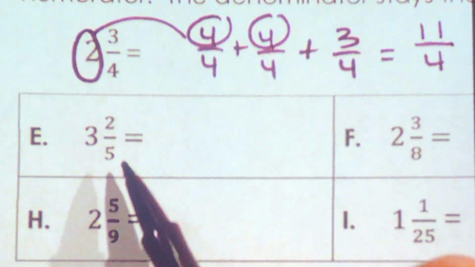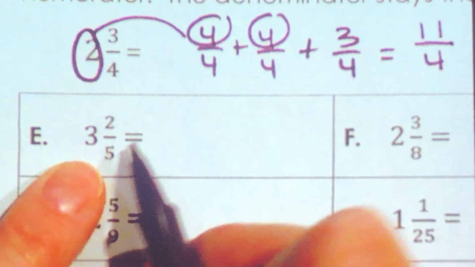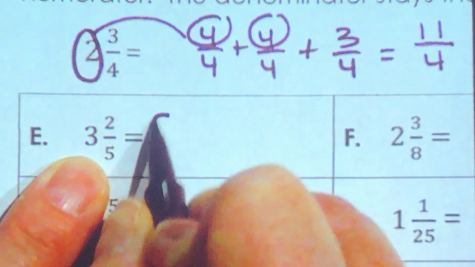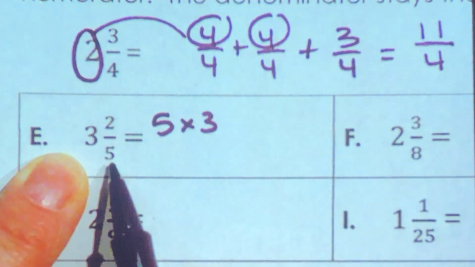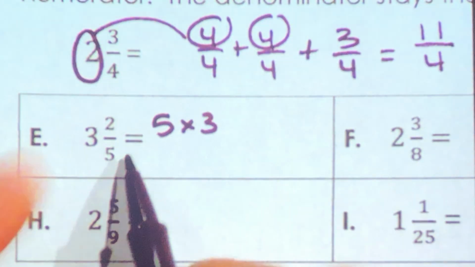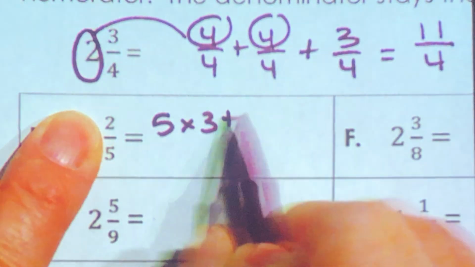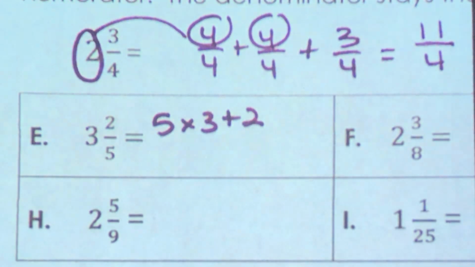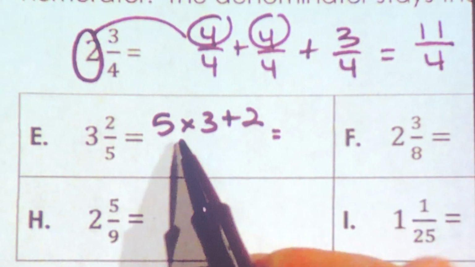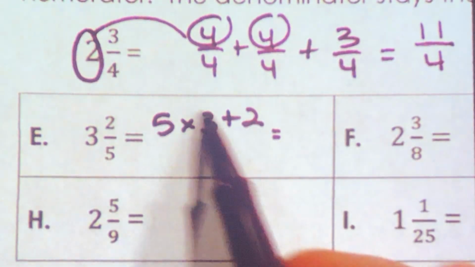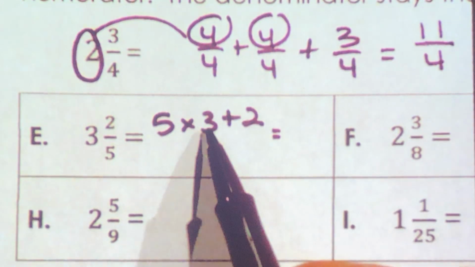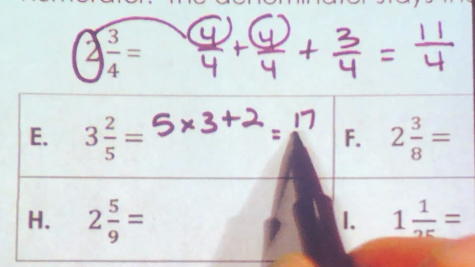How many times do I have that 5? 3. So to get my numerator, I can say, well, I have 5 times 3, 5/5, 5/5, 5/5, plus that extra 2 and the other whole that's not shaded all the way. So that means the number of pieces that I would have shaded would be 5 times 3 is 15, and 15 plus 2 is 17.